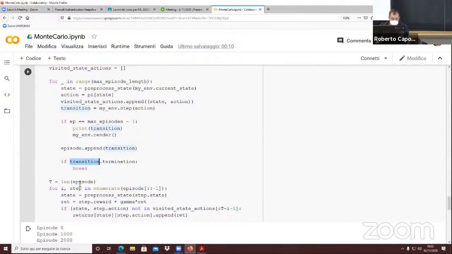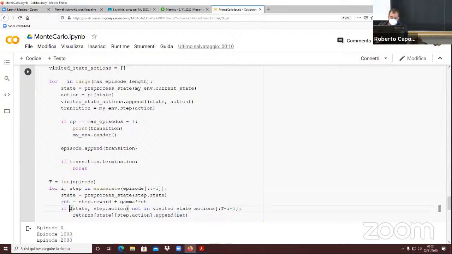Then, after that, I'm looking backward in my episode. So I'm looking from the last transition that I got to the first one. I look at my state, I preprocess that. I also compute my return the way we already discussed, which is the iterative way. I use my last return multiplied by gamma, so I discount that, and I sum the last reward.